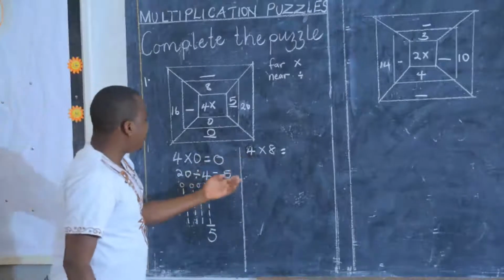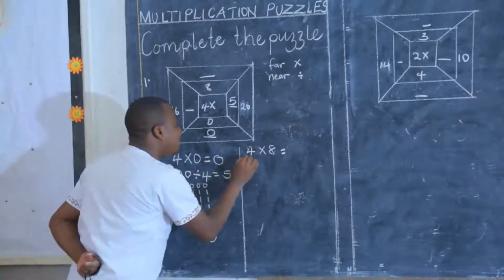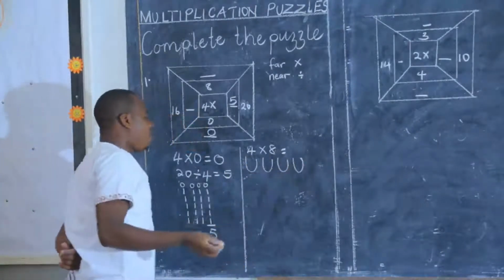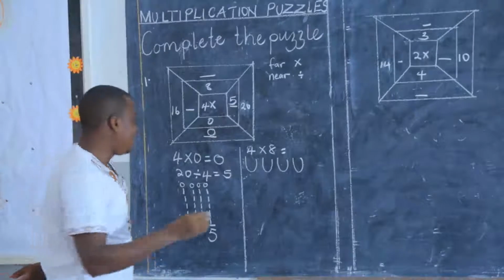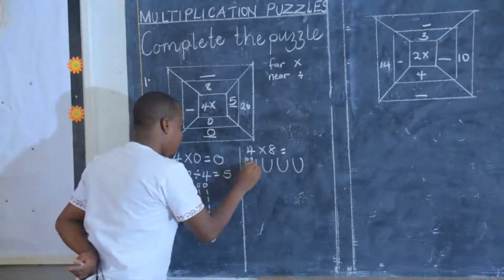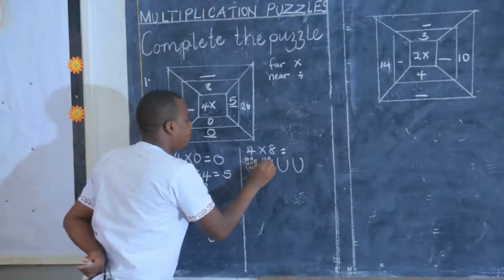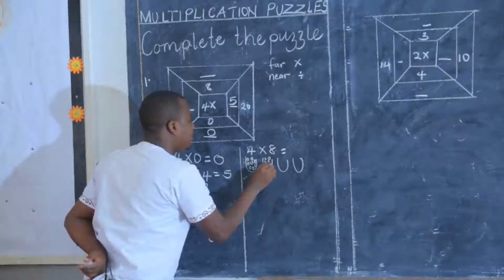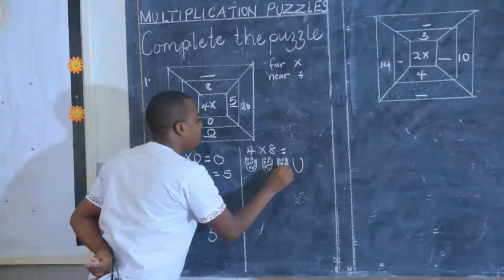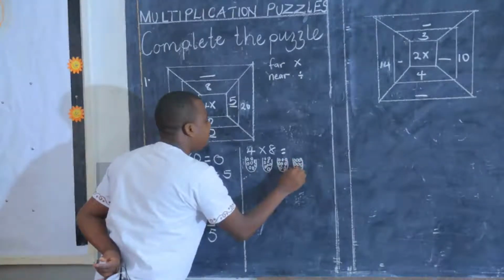What does this mean? 4 groups of 8. So you come and simplify it. 1, 2, 3, 4. How many are in each group? 8 items. 1, 2, 3, 4, 5, 6, 7, 8. Each group has 8.